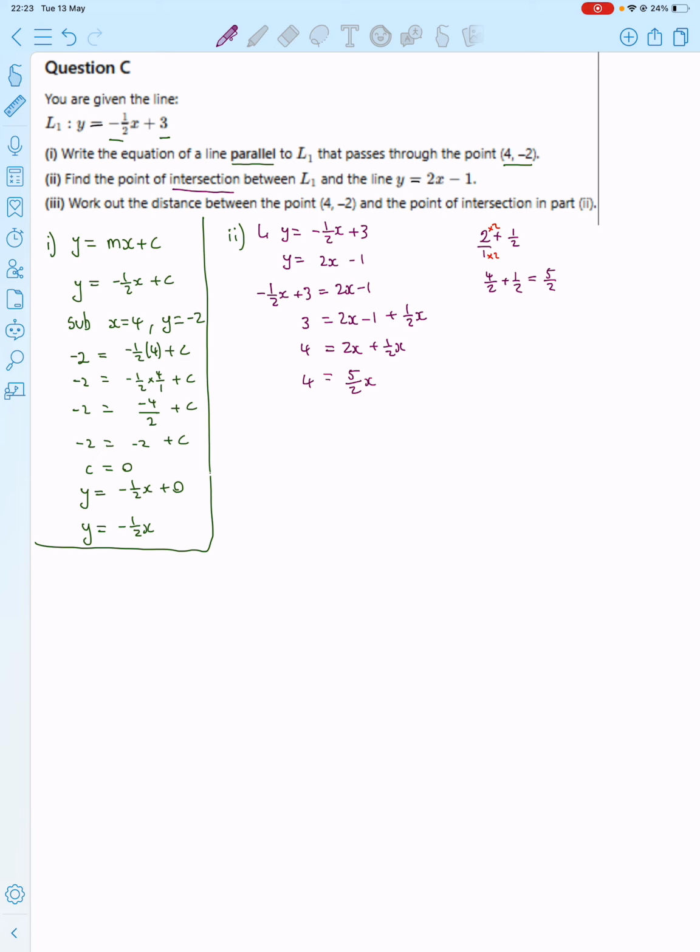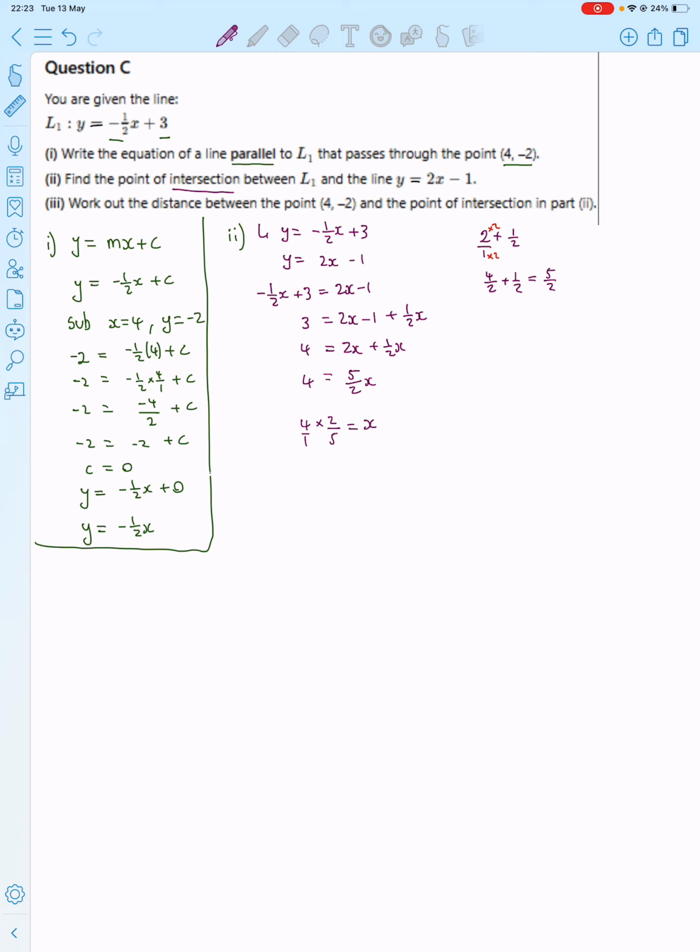To get x, I'm going to multiply both sides by 2 because you've got this 2 as a denominator, and also divide by 5 because you've got the 5 as a numerator. So 4 lots of 2 over 5 is equal to x. Okay, so that's the same thing as 4 over 1 times 2 over 5.